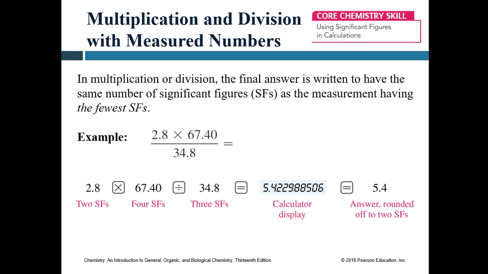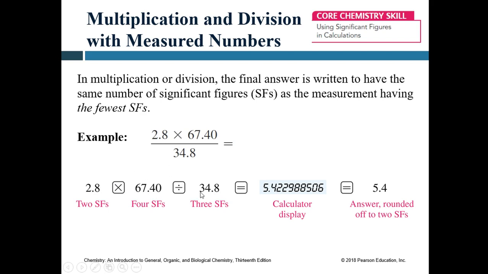How do we figure out, when we do some math, for example 2.8 times 67.40 divided by 34.8, and your calculator gets you this big old long number, how far out should you carry it? Well, the rule is not just whatever your teacher says. It might have been the rule sometime in some other class, but not here. The rule is it has to be to the same number of significant figures as the measurement having the fewest ones. So we look at our values. This one has 2 significant digits, this has 3, this has 4. Your answer must be in 2 significant digits.